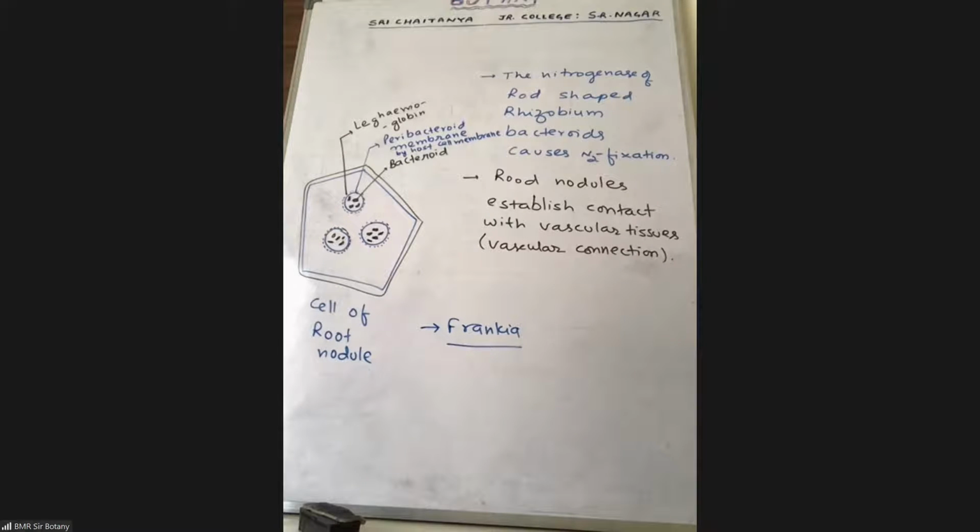And tell me, Nana, Frankia forms root nodules in which plants? Non-leguminous plants. What are examples of non-leguminous plants with root nodules? Alnus, Casuarina. Very good.